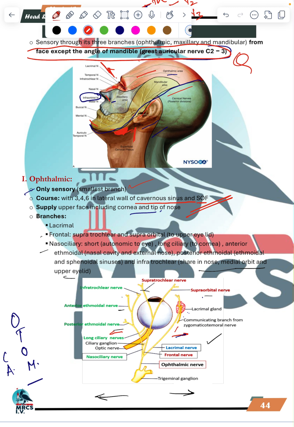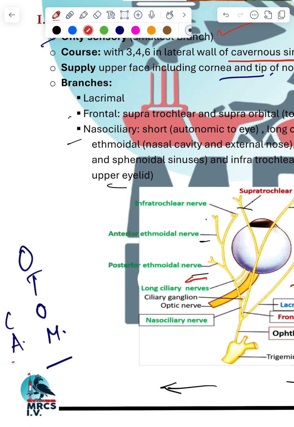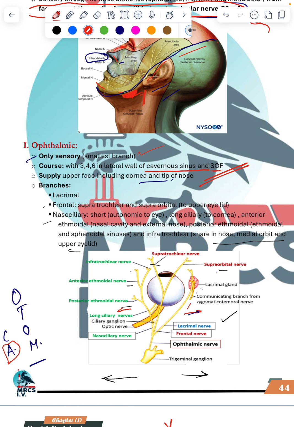So course means this trigeminal V1 ophthalmic division is passing along with this. Oculomotor, trochlear, and sixth is abducent. So the mnemonic for this is OTOM CAT. A is abducent. C is carotid artery. O is oculomotor, T is trochlear. Third and fourth. Sixth is inside. Ophthalmic division. O is again ophthalmic division.